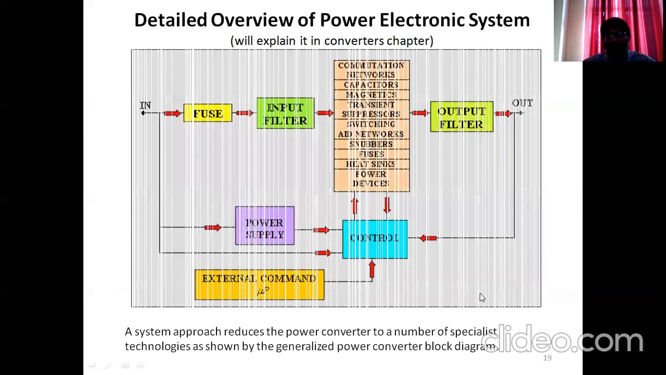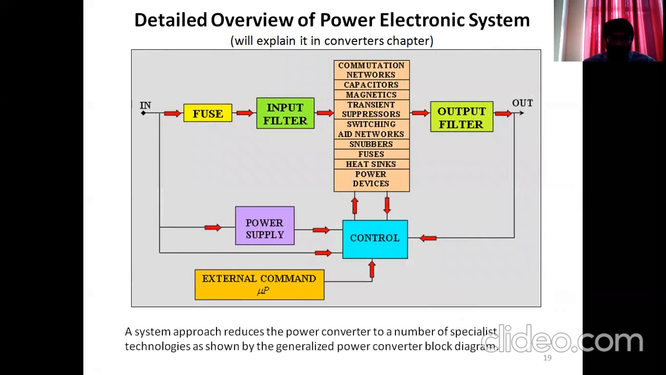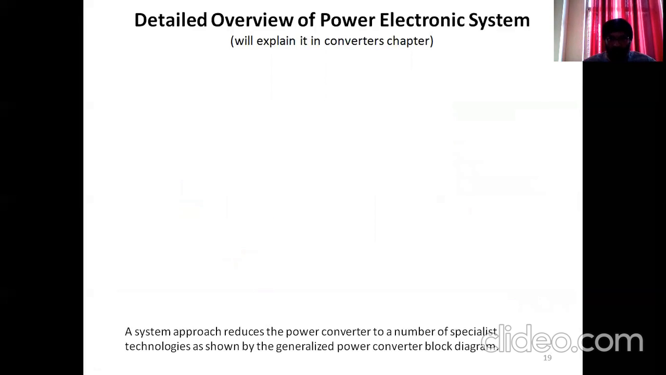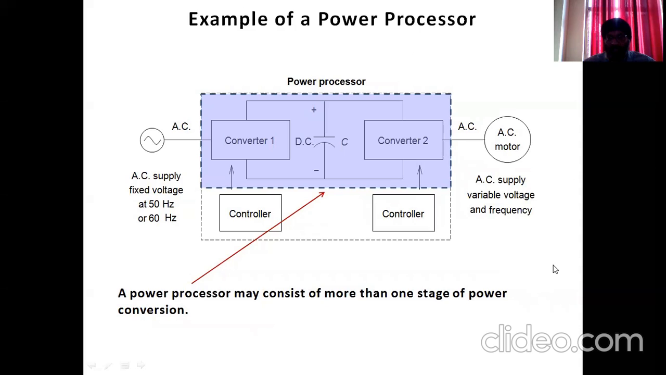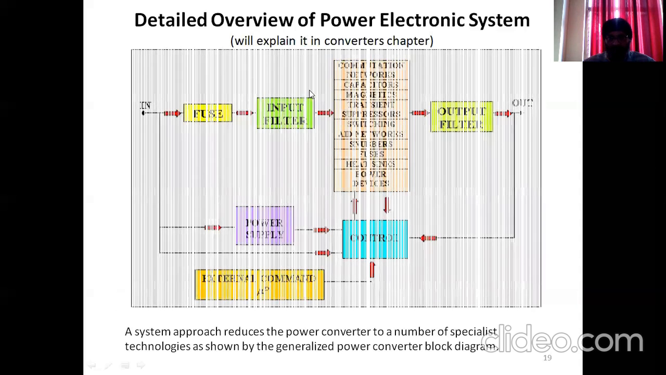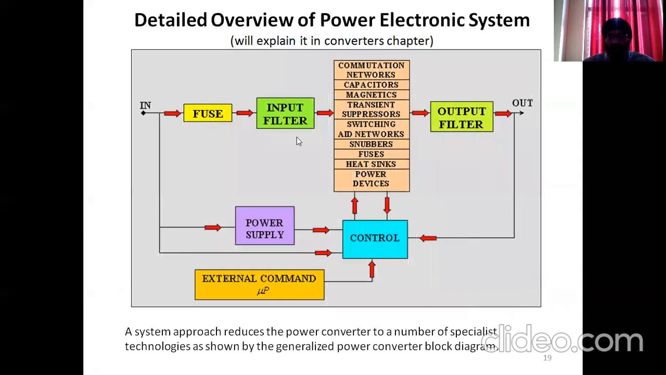This is just a kind of detailed overview of a power electronic system, which you have seen in this slide. So this block diagram can be detailed something like this. In the same block diagram, we have a power converter or a power processor. This power processor does not only have switches, but it has commutation networks also. Capacitors are also there because in the last slide, we talked about switches and inductance and capacitance, because these are the main components.